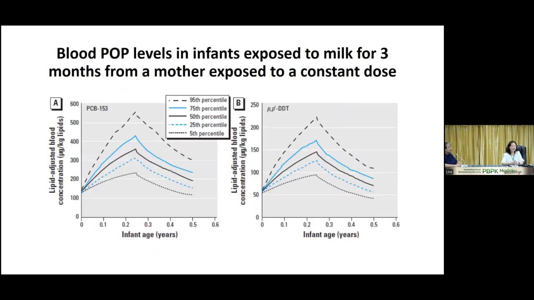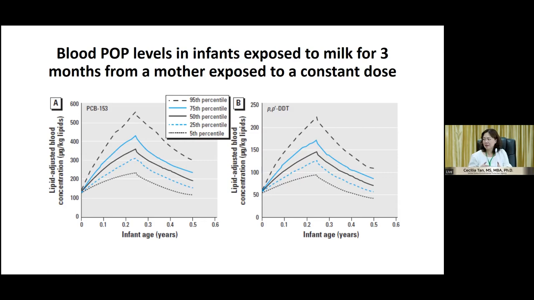And here is their simulation based on their assumptions. On the left and right, these are two different chemicals, different types of persistent organic chemicals. On the left is PCB, on the right is DDT. Then they run Monte Carlo, so it is a distribution: you have the 50th percentile and then the 5th, 25th, 75th, and 95th percentiles. The x-axis is the infant's age in years, between zero and 6 months.